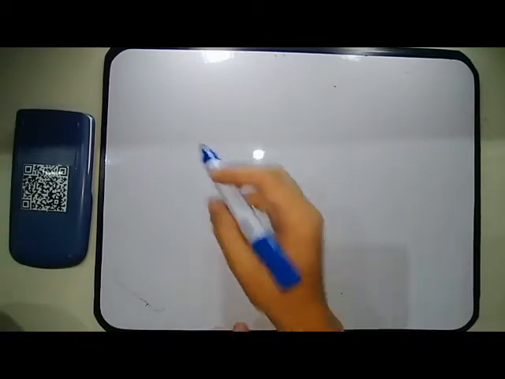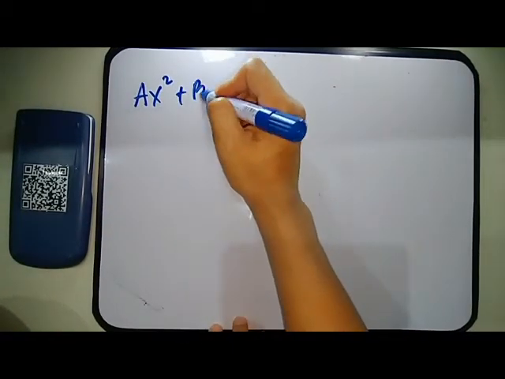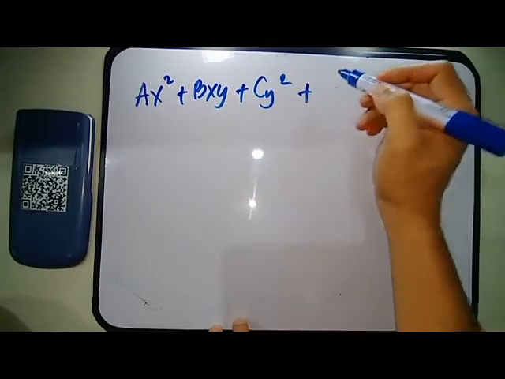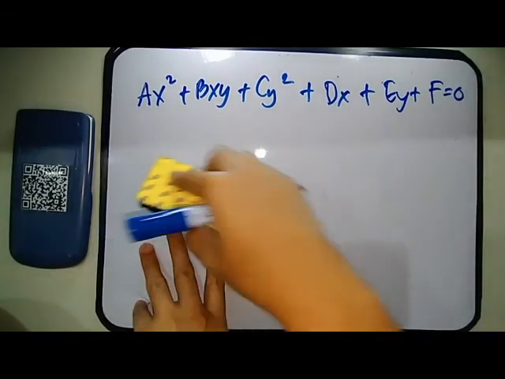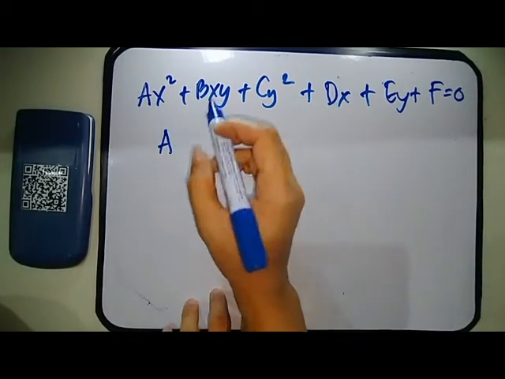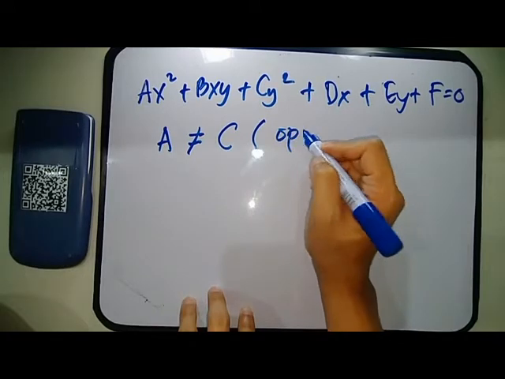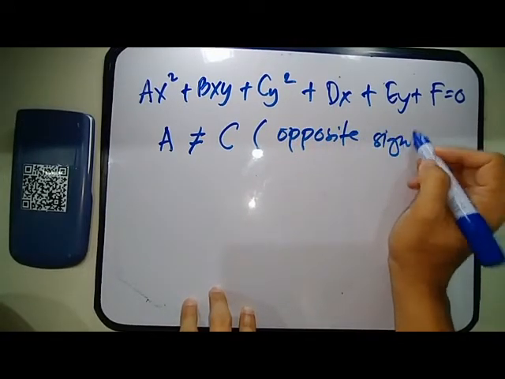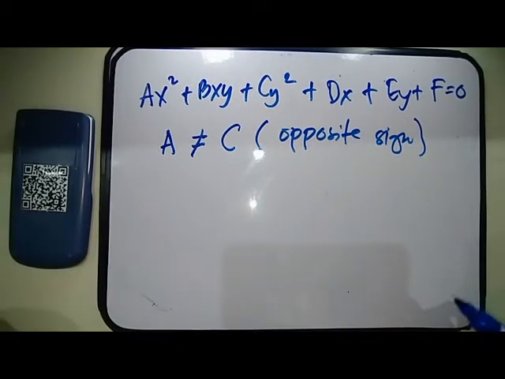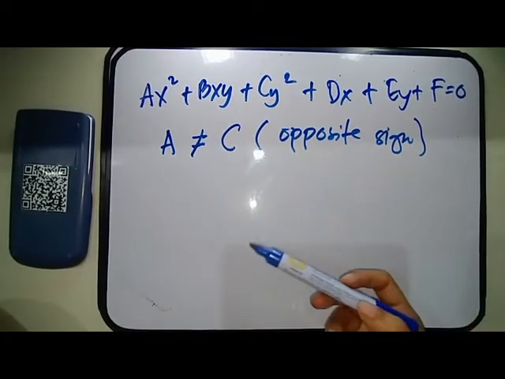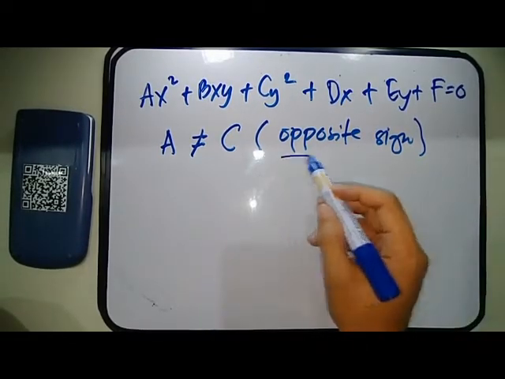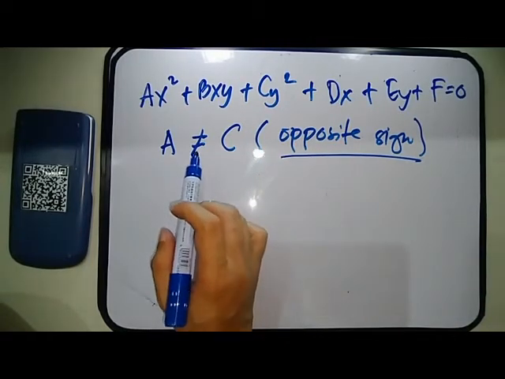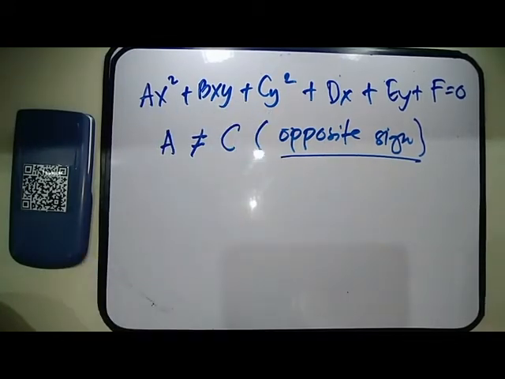So the general equation for a conic section, recall natin guys, ax squared plus bxy plus cy squared plus dx plus ey plus f equals 0. Now when you're dealing with hyperbola, of course a is not equal to c, but they have opposite sign. So unlike nung discussion natin for ellipse, a is also not equal to c, but they have the same sign. It's either positive or negative. So, parehas sila dapat positive or parehas negative if you're talking about ellipse. But if you're talking about hyperbola, they should have opposite sign and they have an equal coefficient of the second degree x and the second degree y.